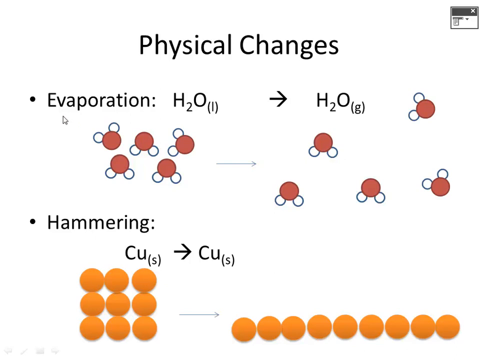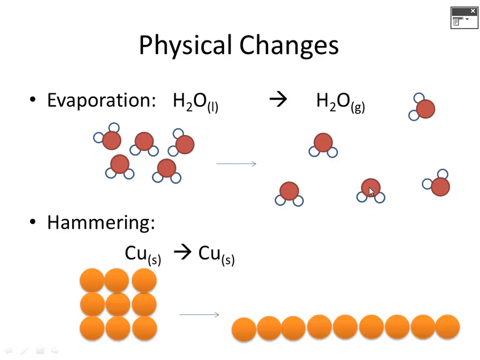So evaporation is when H2O liquid, that's an L right there, that stands for liquid, becomes H2O gas. So notice that the H2O particle is the same before and after. That's what makes that a physical change. And notice that the particles in a liquid are close together and they separate. They change position. But what actually happens to the individual water particles? They stay the same.